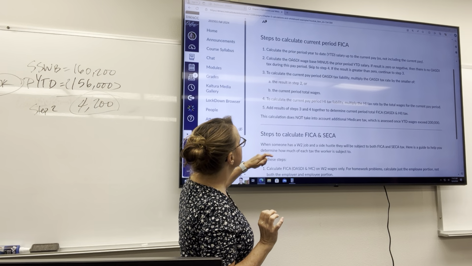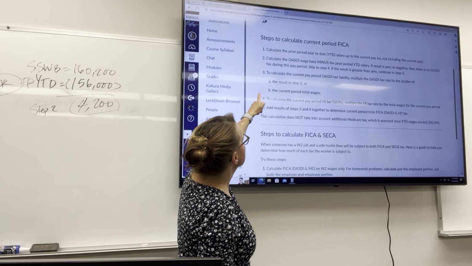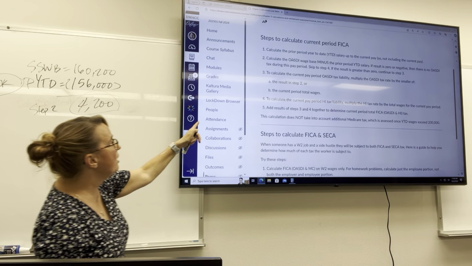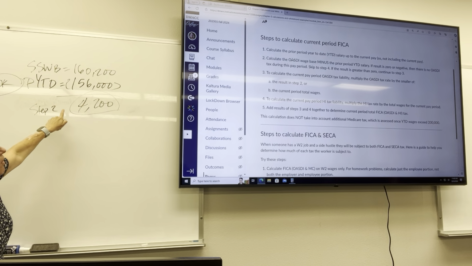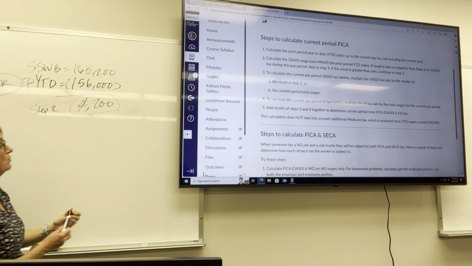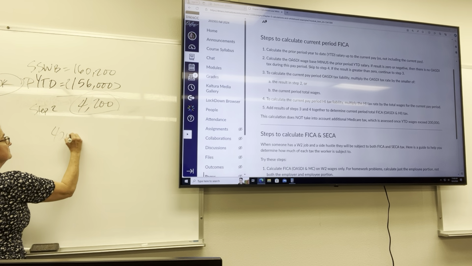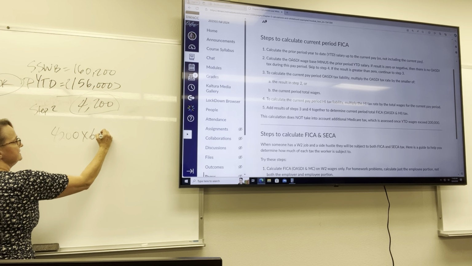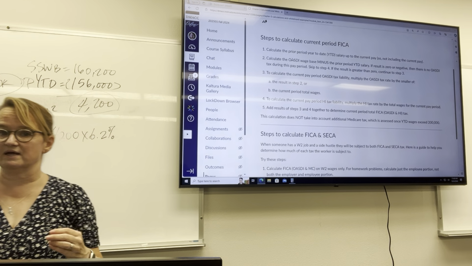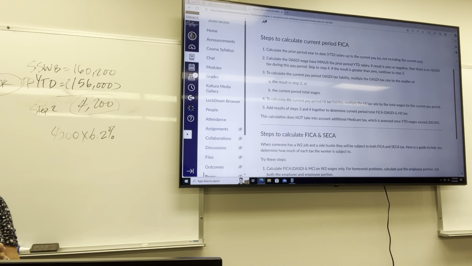All right, so calculate the current period OASDI tax liability, multiply the OASDI tax rate by the smaller of the result in step 2 or the current period total wages. Well, the smaller is 4,200. So we'll take the 4,200 times the OASDI tax rate of 6.2%, and somebody's going to have to do that math for me because I don't have my calculators there. $2,604.